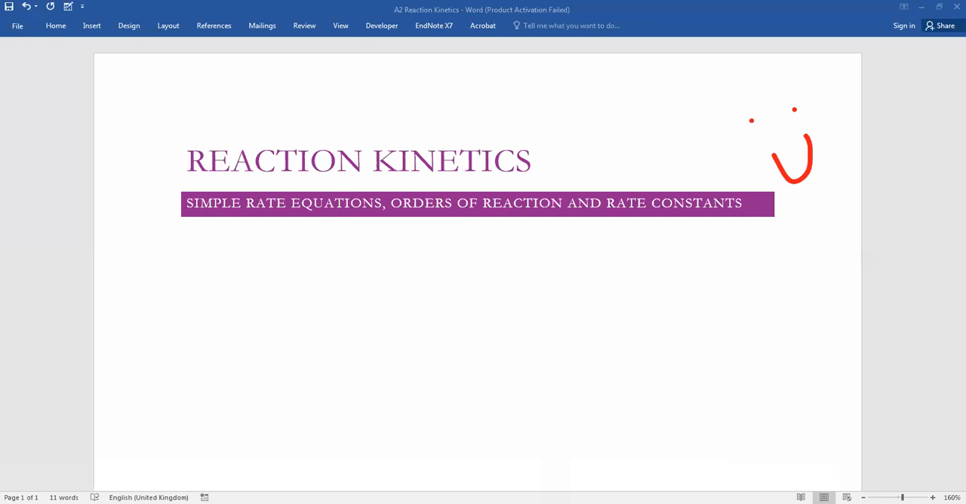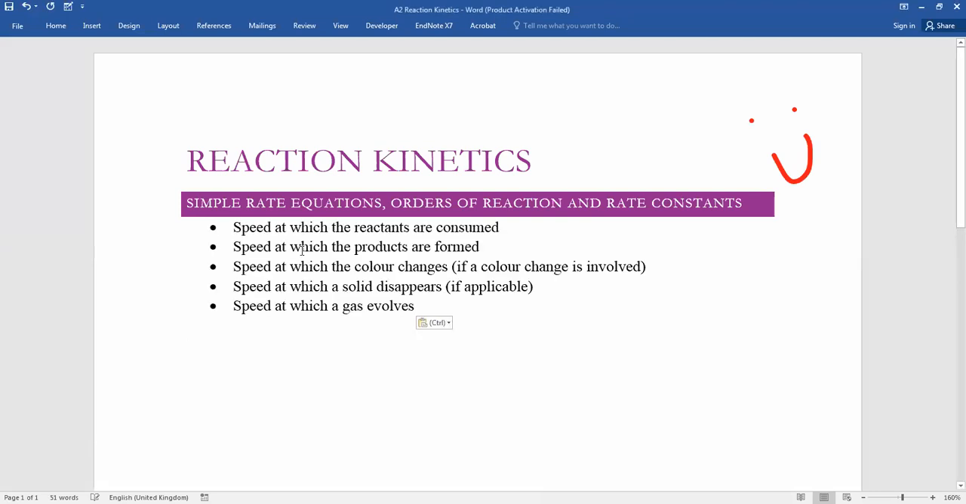Okay. So the first thing that we must understand is how do we measure the rate of a reaction? There are a few ways that we had studied at AS levels.